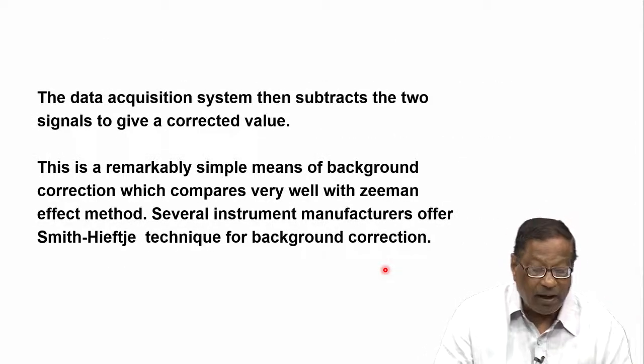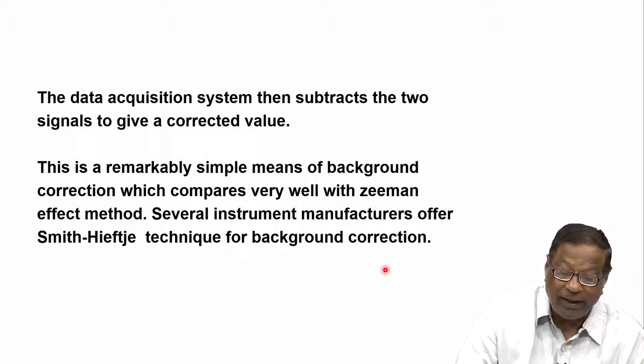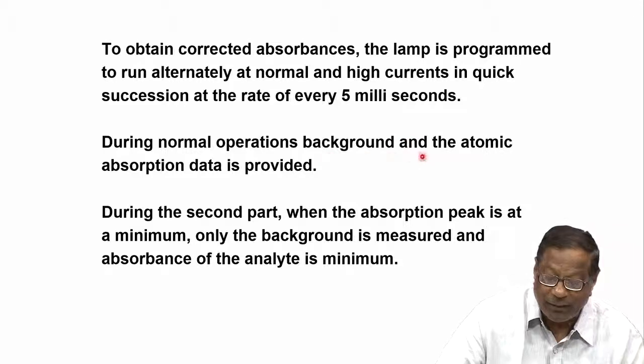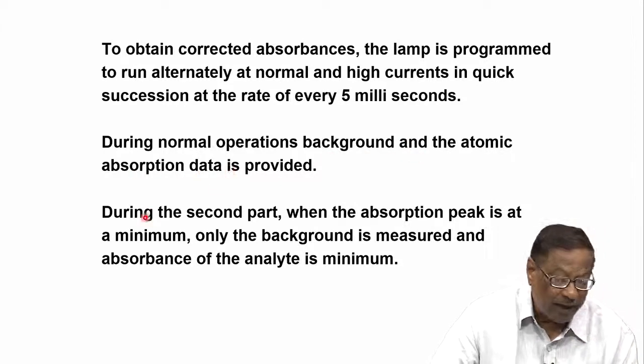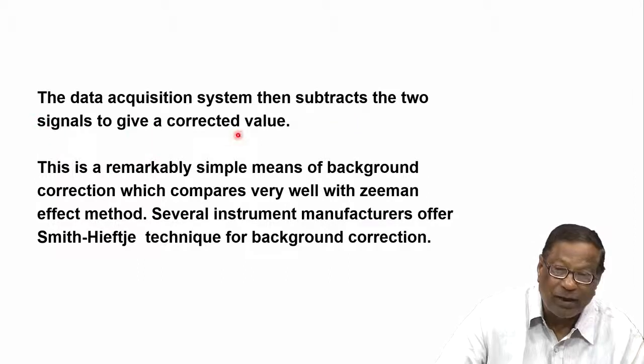So, the data acquisition system in atomic absorption: I have already told you that most of the time computers are employed, and plots and data, everything is by computer nowadays. The data acquisition system automatically subtracts the two signals in Smith-Hieftje correction. We have been discussing Smith-Hieftje correction. So, normal observation gives background and atomic absorption, and high current gives only background, and the data acquisition system subtracts the two signals to give the corrected value.